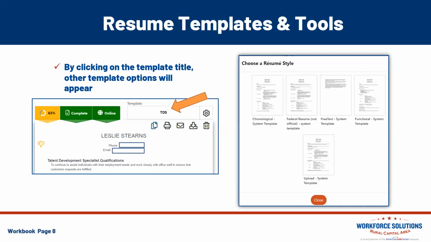Now the system does default to the chronological resume. I think that's what most job seekers go to. We're all accustomed with that. But you do have some other options for different templates. Should you want to try out some of those others, just simply click on the template, and that's where you can go in to look at the different formatting options that are available in Work in Texas.